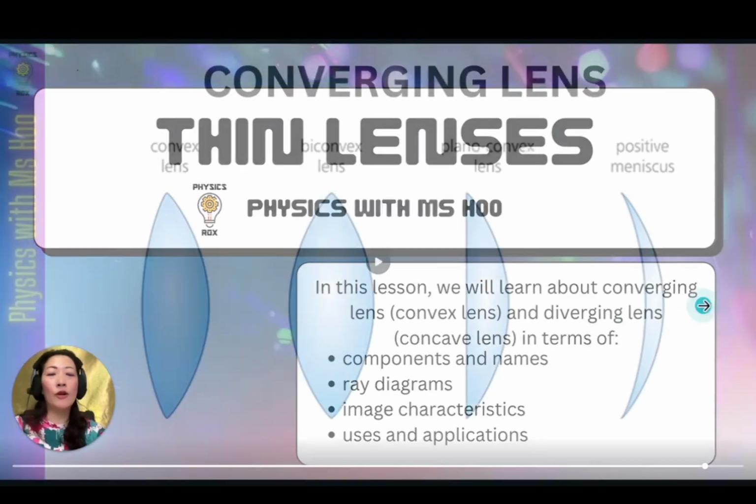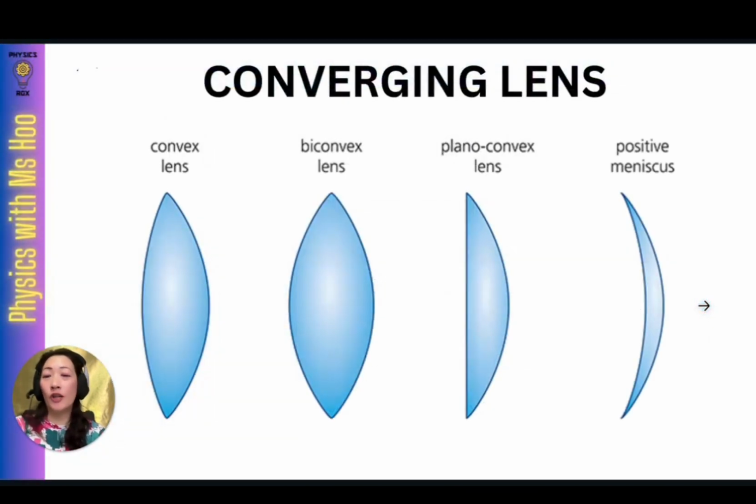So first, we're going to be learning about converging lens. Now, there are a few types of converging lens, as you can see from this slide. Another name for converging lens is a convex lens. So converging lenses or convex lenses are lenses where the curvature is outwards, where it bulges in the middle of the lens, as you can see.